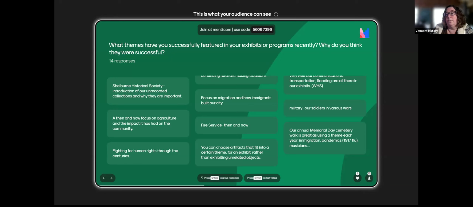Anybody ever thought about themes, or how you come up with what you're going to do an exhibit on? That's what we're talking about today.